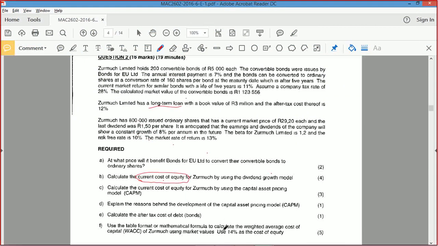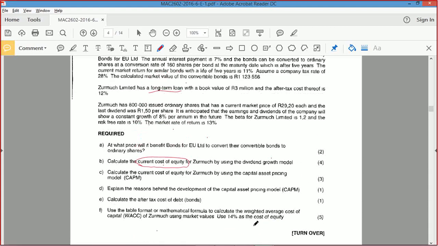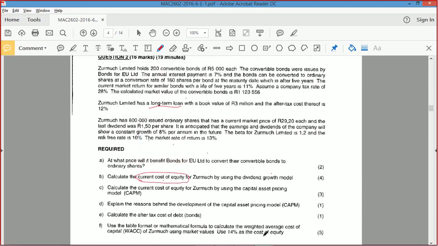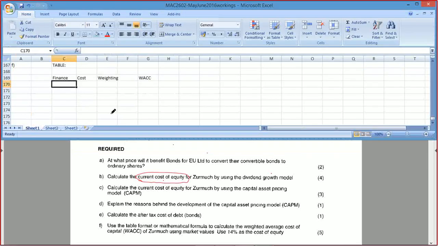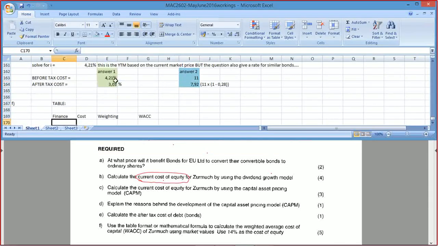Okay, finance. Let's go back to the question. They said use 14% as the cost of equity. What else did they say? That's it. The cost of debt, though: Z has a long-term debt book of 3 million. After-tax cost of debt is 12%. So again, you have to use one of these answers. You're either going to have to use that answer, or that answer.